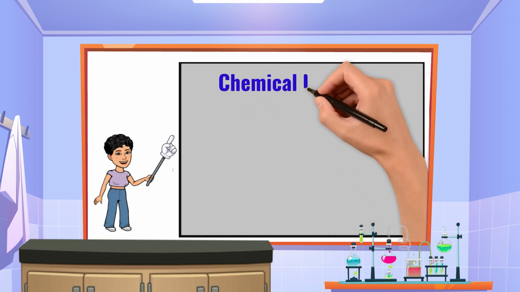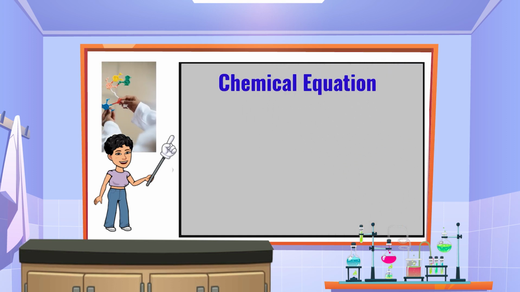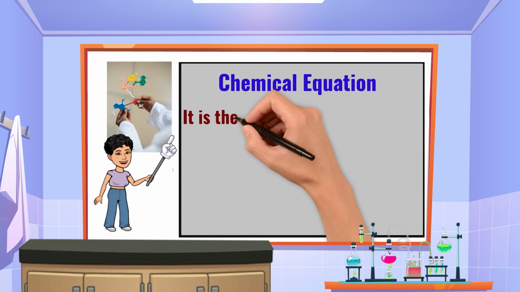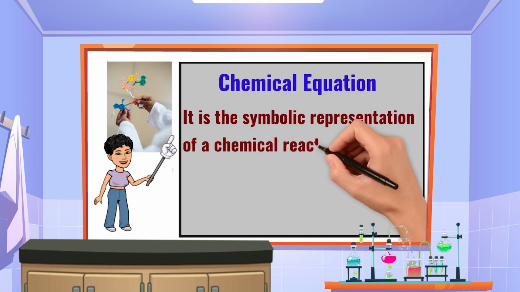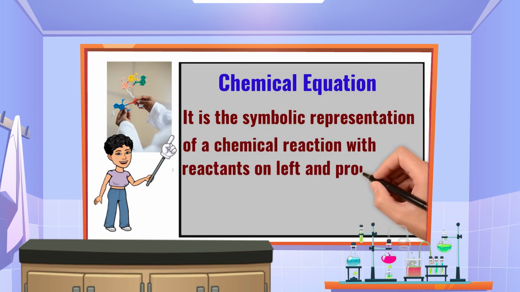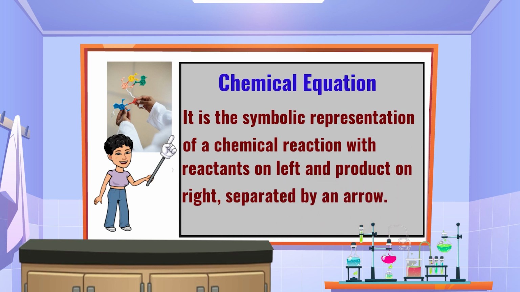Here chemical equations come to the rescue, because it is the symbolic representation of a chemical reaction with reactants on the left and products on the right, separated by an arrow. Just like for making soup, reactants are ingredients and the final product is a delicious and yummy soup. Did you know your mother is a scientist?